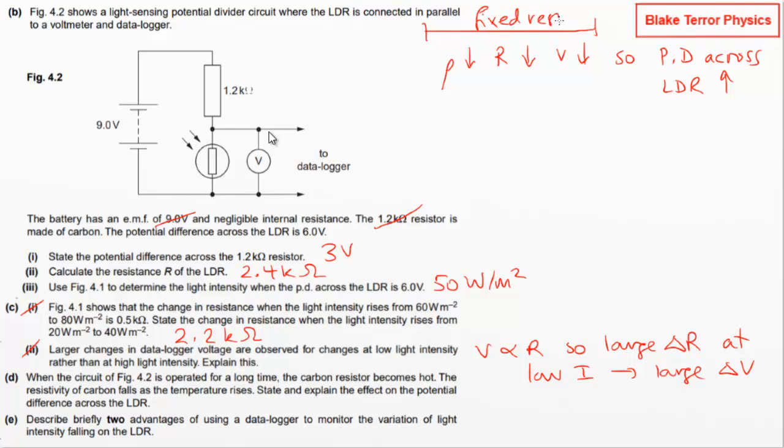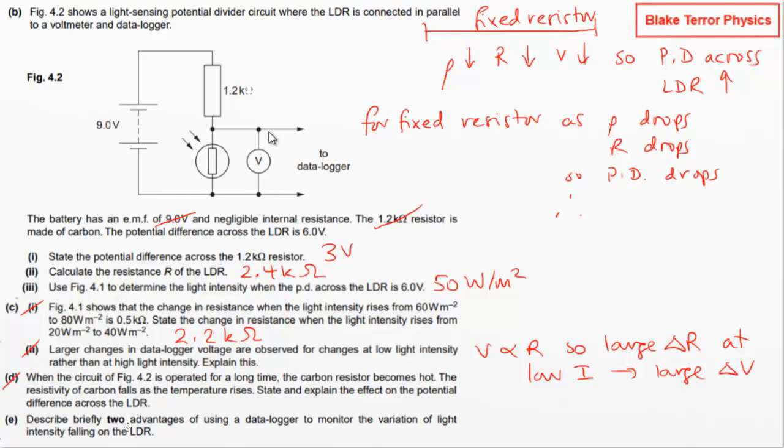So if you were going to write this out in some kind of sentence, because maybe this is even more shorthand than I'd normally do, you can say, well, for the fixed resistor, as resistivity drops, resistance drops, so PD drops, and then you can say, therefore, PD across the LDR increases. Right, that's that one. Last bit.